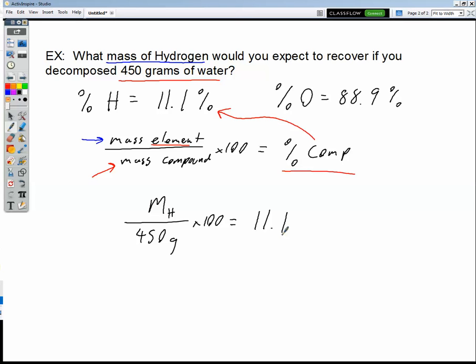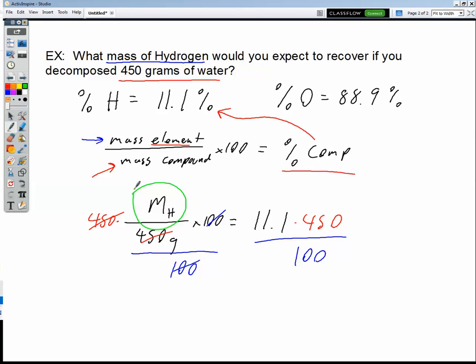So we've got 11.1 is equal to the mass of hydrogen over 450 times 100. So we're solving for mH. We've got to get it by itself. So let's go ahead and get rid of the 450 by multiplying both sides by 450. Hey, look, it's algebra. Yay! So the 450 cancels over on the right-hand side. We still have to get rid of the 100 that is there, so we're going to divide both sides by 100. That gets rid of the 100 on the left-hand side. And notice the only thing left then is our variable, mass of the hydrogen. And mass of hydrogen is going to be given to us with this math right here.